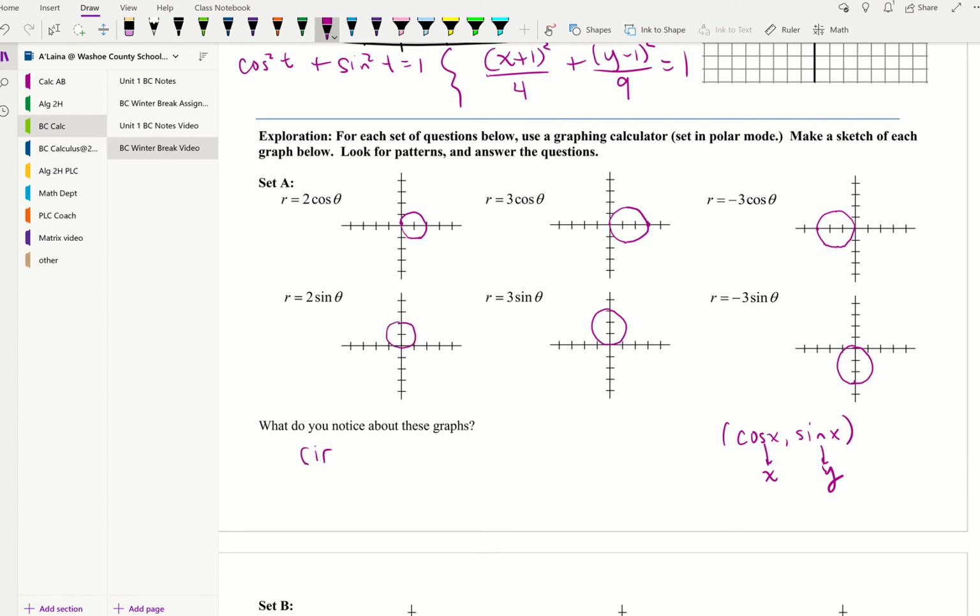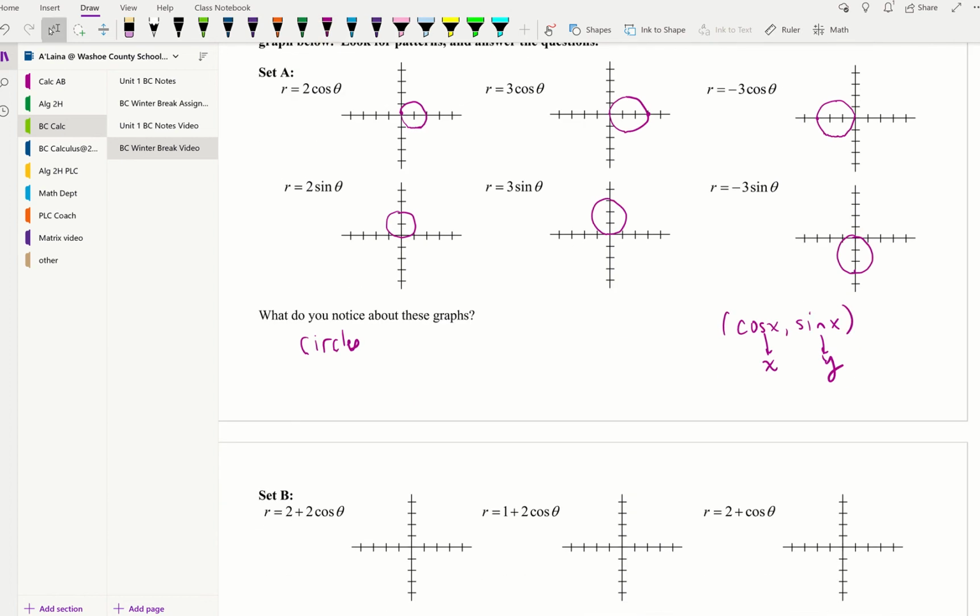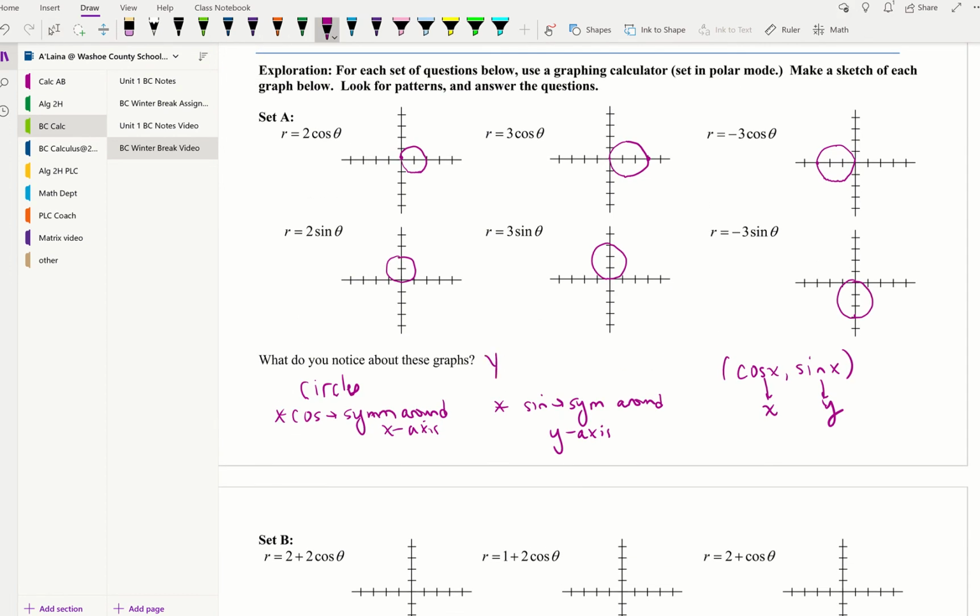So these are circles. Hopefully you notice that cosine is symmetrical around the x-axis, and sine is symmetrical around the y-axis. And if we think of this in the form y equals a cosine of theta or y equals a sine of theta, where a is some constant multiplier in front, a is the diameter of the circle.